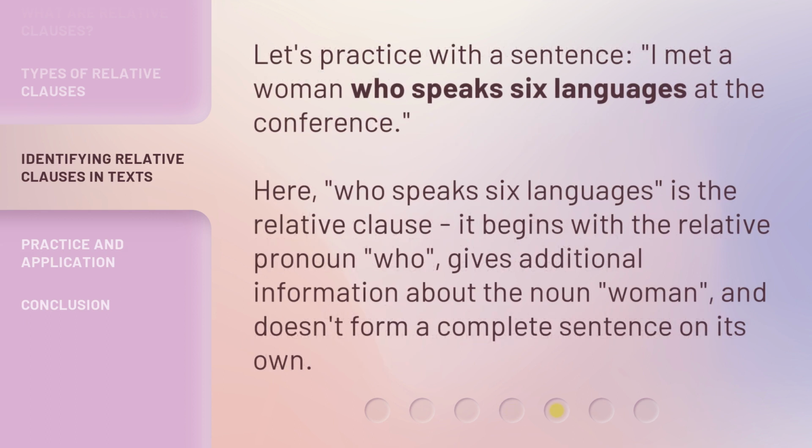Let's practice with a sentence. "I met a woman who speaks 6 languages at the conference." Here, "who speaks 6 languages" is the relative clause. It begins with the relative pronoun who, gives additional information about the noun, woman, and doesn't form a complete sentence on its own.